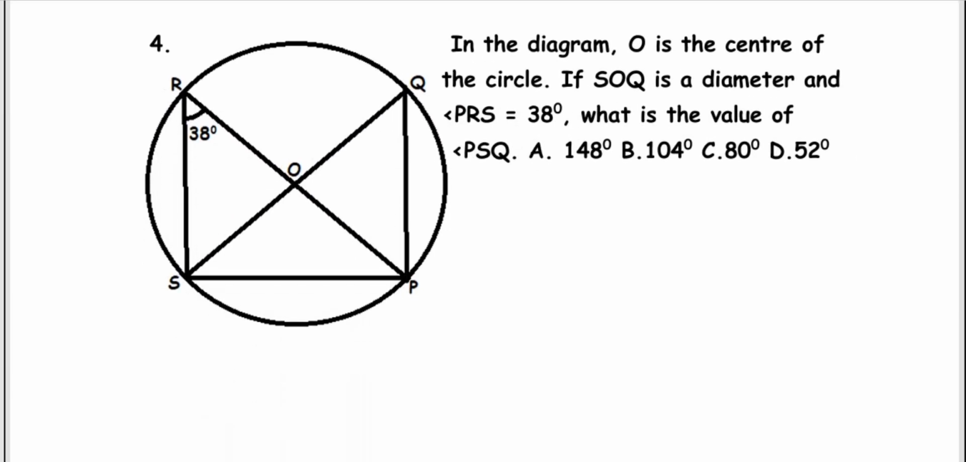And the fourth question here says, in the diagram, O is the center of the circle. If SOQ is a diameter, SOQ is a diameter divides a circle into 2 equal halves. That means there's a semicircle. Once you have a diameter in a circle, in a particular question, that makes that circle a semicircle. Angle PRS is 38 degrees. What's the value of PSQ?